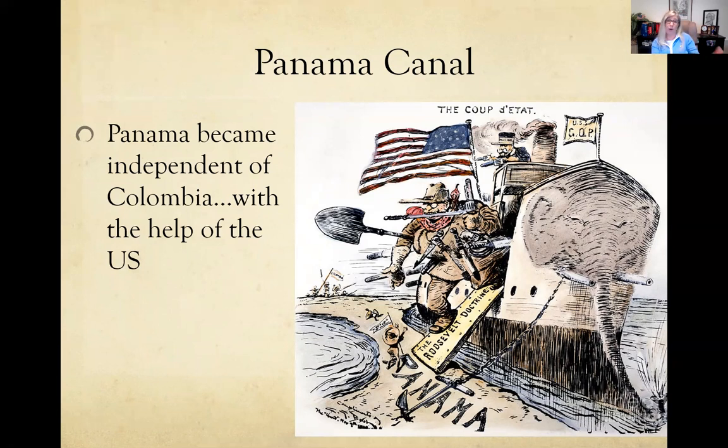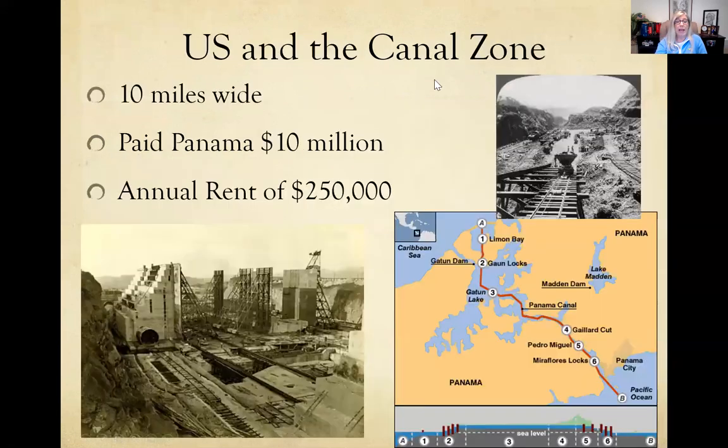They never actually go on the ground. They don't end up fighting against Colombia, but because our battleships are kind of parked along that coastline, the signal was sent to Colombia and Panama became independent. And the United States is going to acquire the land that it needs. So a 10-mile wide strip of land. We're going to pay Panama $10 million for that strip of land and $250,000 a year rent. And this amount of rent is nothing compared to the value that this canal brings to the United States.